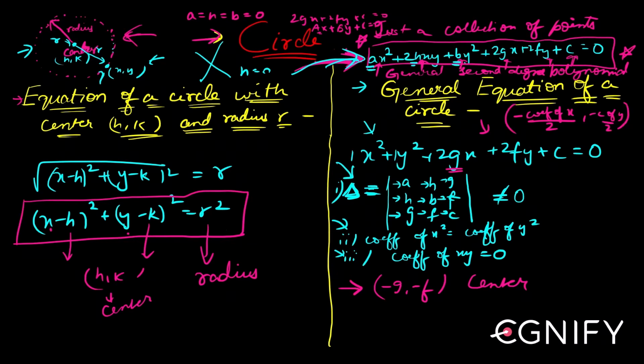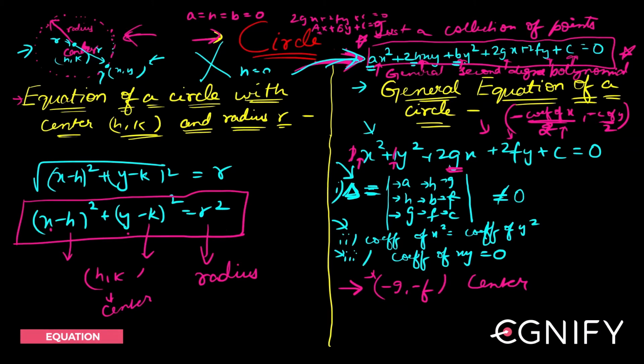So whatever the coefficient of x is, put a negative sign against that and divide by 2. You'll get the x coordinate of center. Whatever the coefficient of y is, put a minus sign against it, divided by 2. You'll get the y coordinate of the center. So here you have the coordinates of center. Remember, these are the coordinates of center only if your x square and y square coefficients are 1. They have to be 1, right? Only then this will represent the center.